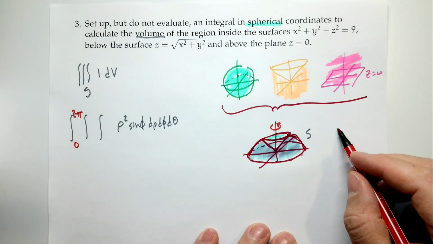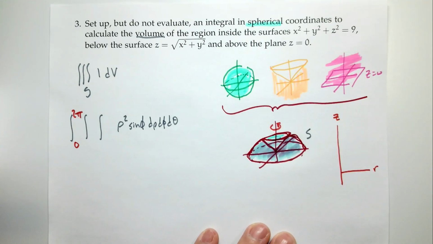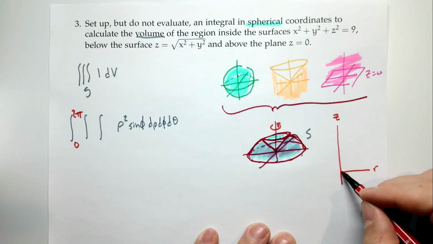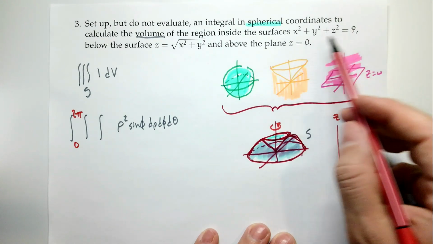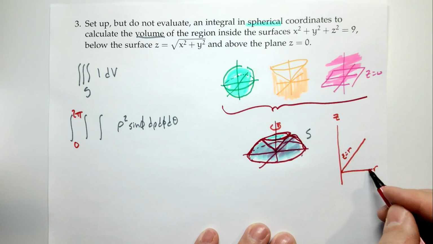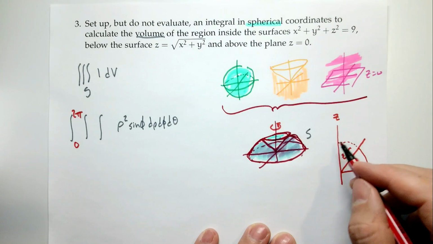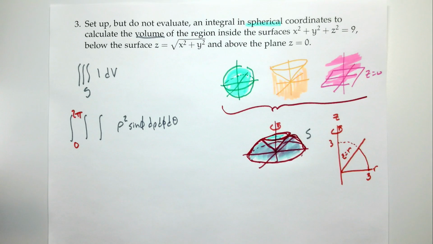What I'd recommend for that is let's look in our slice. When I'm thinking of slice, I'm thinking of r and z. So this surface, z equals root x squared plus y squared, becomes z equals r. And this surface, x squared plus y squared equals 9, it's like we took a circle of radius 3 and drew it in. So there's our circle of radius 3. The reason I have that dotted line is that our shape comes from spinning around, and the part that we're spinning is this part over here.